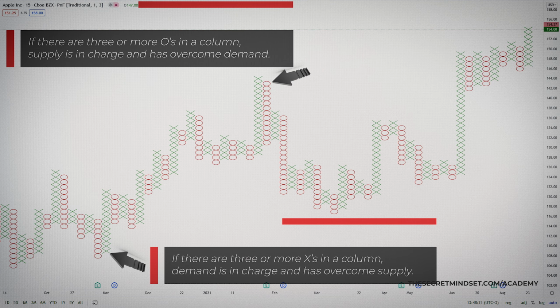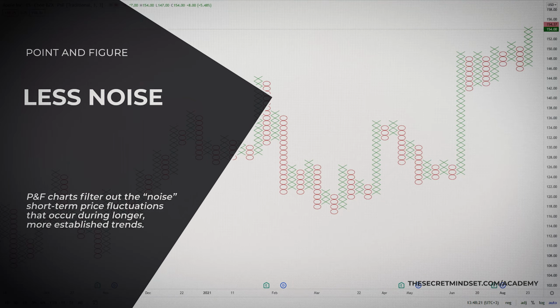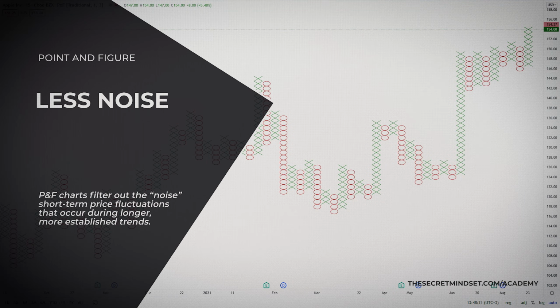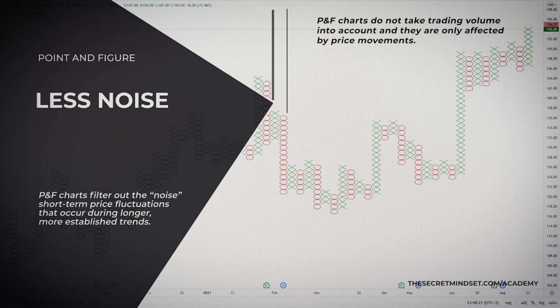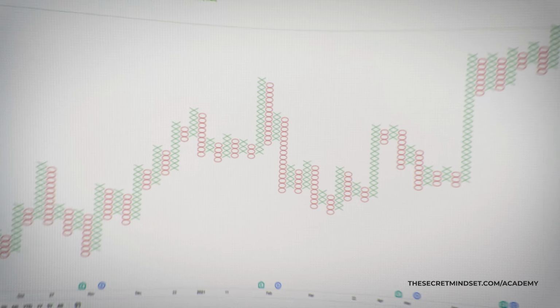In this way, point and figure charts show the establishment of trends and trend reversals in a clear and organized manner. Their usefulness lies in their ability to filter out market noise, the short-term price fluctuations that occur during longer, more established trends. They don't take trading volume into account, and they are only affected by the price movements.